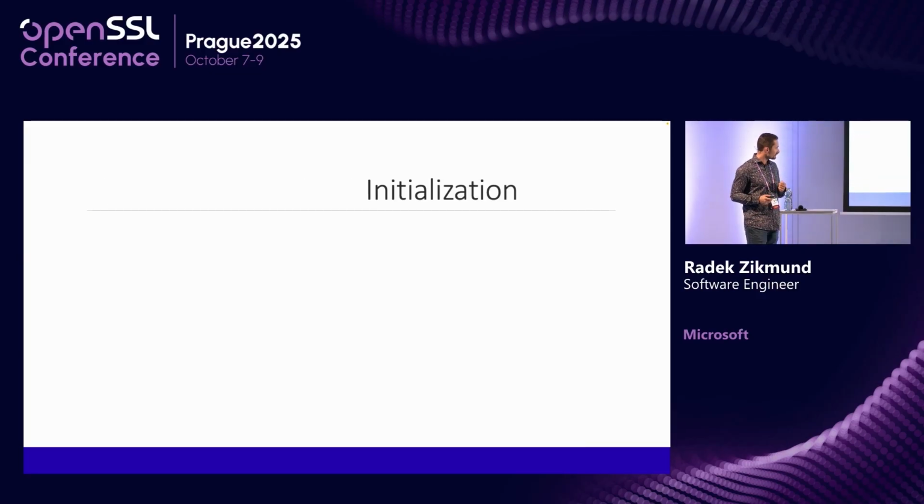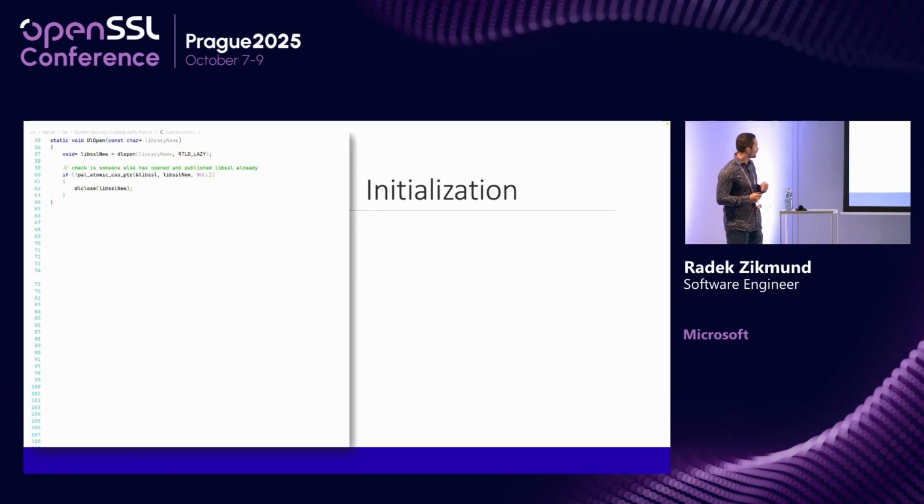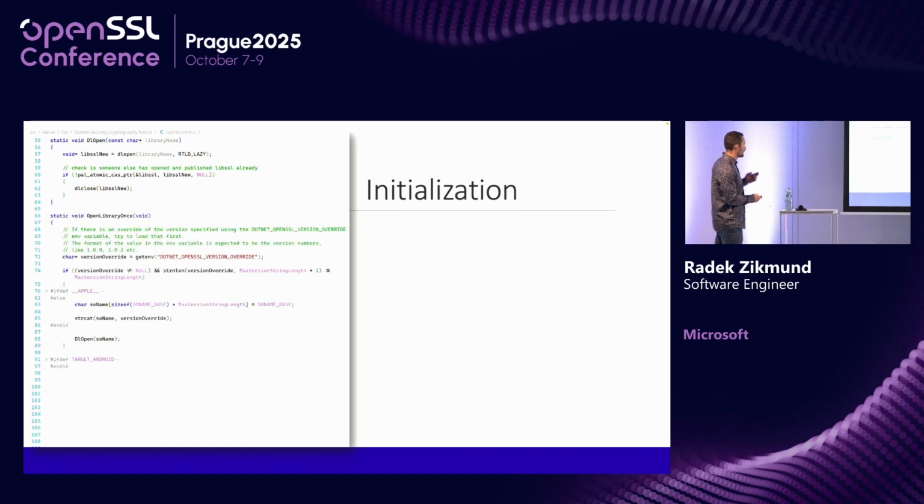So next, I will be talking mostly about this library, how we are actually loading OpenSSL, and how we are examining its functions. So initialization. First, we need to somewhere load it. We are using dlopen, as I have mentioned a little bit before. This is just a small wrapper around that. And then we have some function which decides which version are we going to load. There is some branch which allows you to override which OpenSSL version is going to be used.